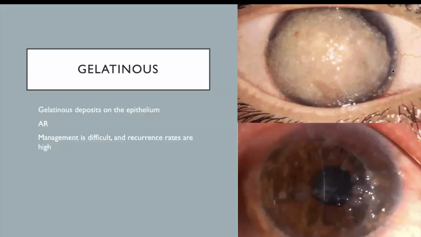And then finally, when you're looking at gelatinous, this is a bit rarer. You get these deposits on the epithelium. The picture in the top right is a much more advanced version of the disease. You get these gelatinous deposits. It's autosomally recessive in terms of its inheritance. And the difficulty with the management is that it recurs quite dramatically. So even when you're doing grafts, it can recur. So it's quite difficult to actually get on top of the management of a gelatinous dystrophy.